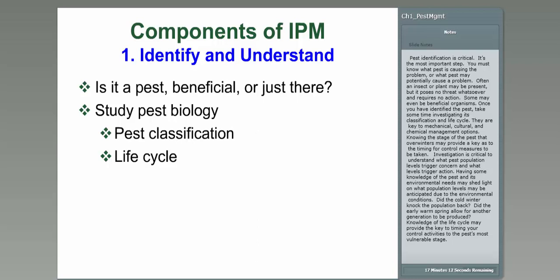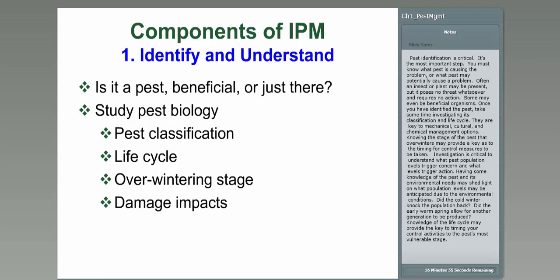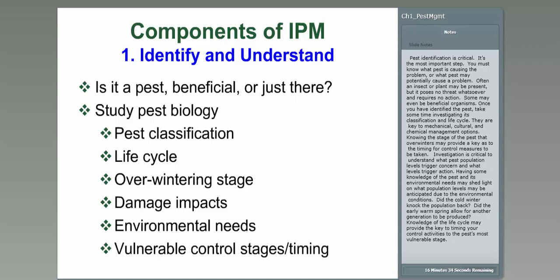Knowing the stage of the pest that overwinters may provide a key as to the timing for control measures to be taken. Investigation is critical to understand what pest population levels trigger concern and what levels trigger action. Having some knowledge of the pest and its environmental needs may shed light on what population levels may be anticipated due to the environmental conditions. Did the cold winter knock the population back? Did the early warm spring allow for another generation to be produced? Knowledge of the life cycle may provide the key to timing your control activities to the pest's most vulnerable stage.